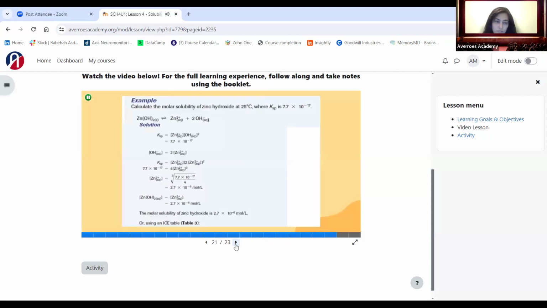Looking at an example, calculate the molar solubility of zinc hydroxide at 25 degrees Celsius, where your KSP is 7.7 times 10 to the negative 17. And here's our formula. It's a 1 to 2 ratio. So our solution is as follows. We want to find the molar solubility of zinc hydroxide. Our KSP equation is going to be those two aqueous products, the concentration of our zinc ion and our hydroxide ion.